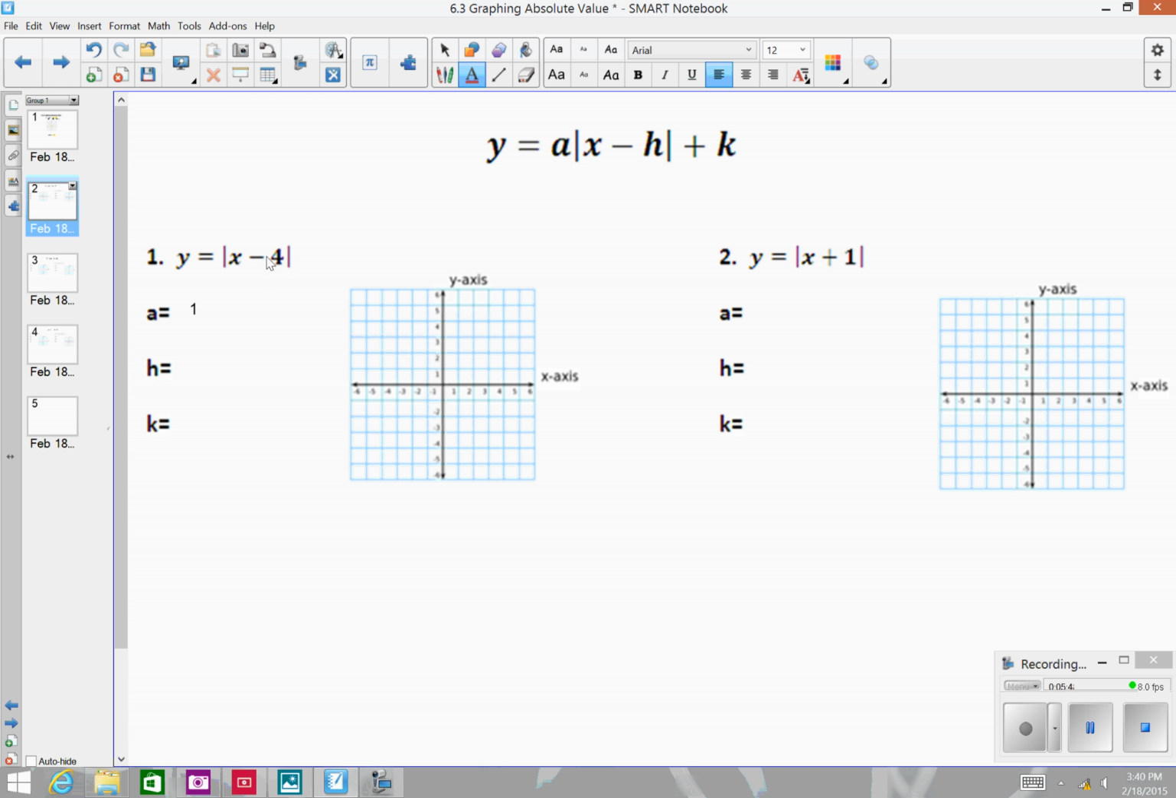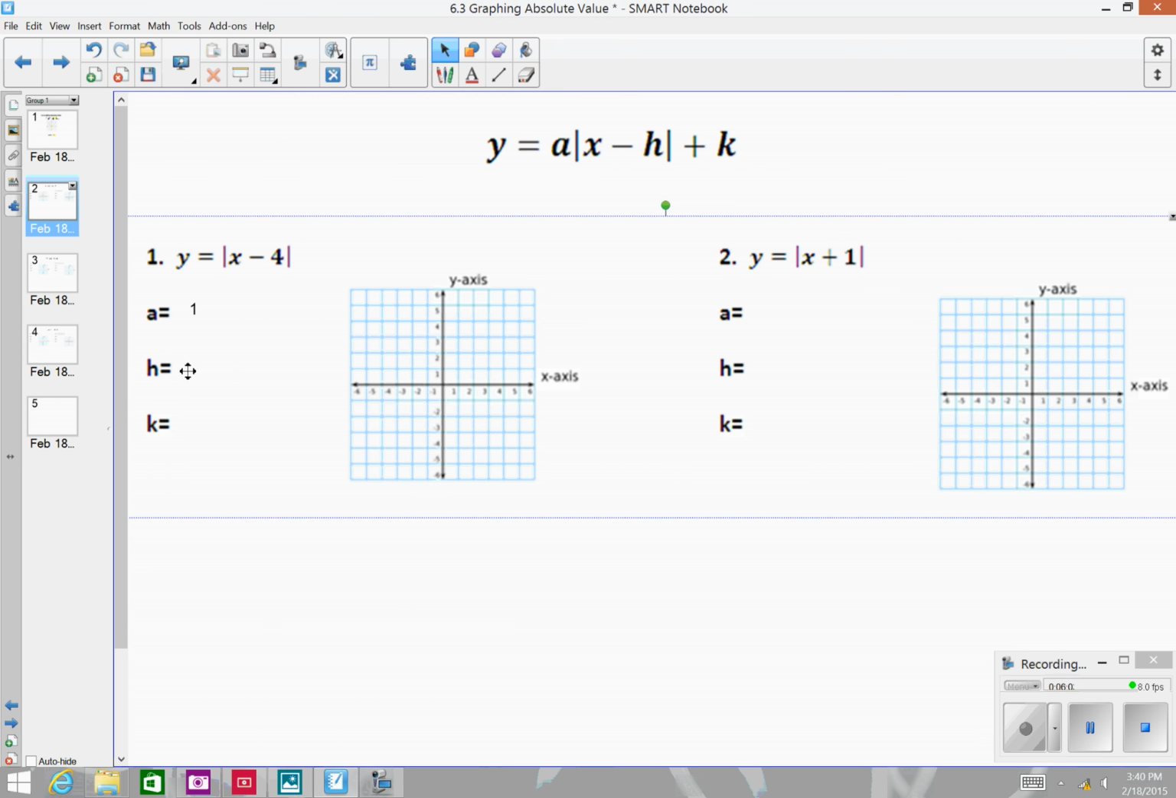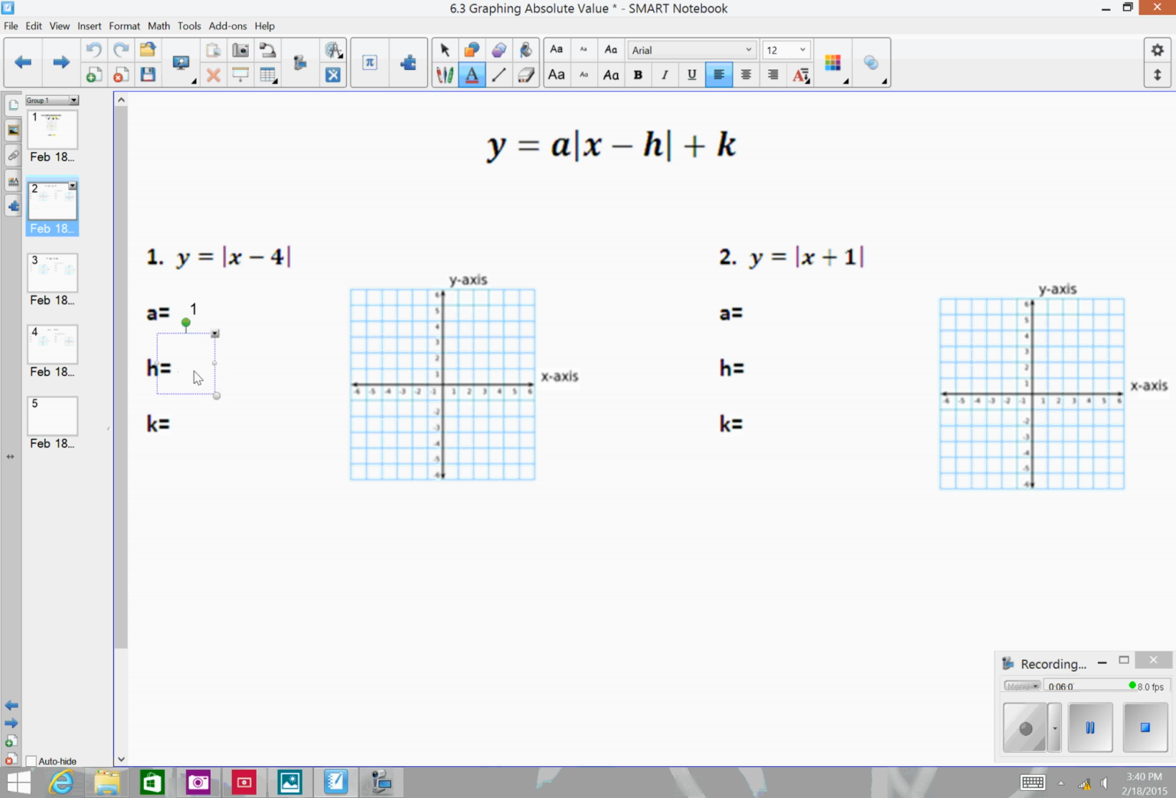Well, our H value is opposite of what you see in the absolute value brackets. In this case, what you see is a negative 4, but the opposite of what you see is actually just a positive 4. So our H value is actually just going to be a positive 4, like such. Okay? Good. Okay, so our H value is going to be positive 4.